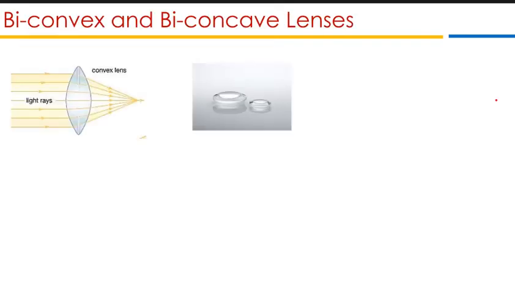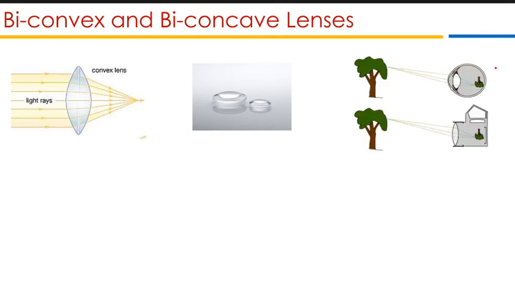The biconvex lens, its property is when we send a parallel beam of light on it, the whole light actually converges at one place. This is the reason this is also called a converging lens. And the natural application of this lens is our eye. So our eye has a biconvex lens inside, and that makes the images.